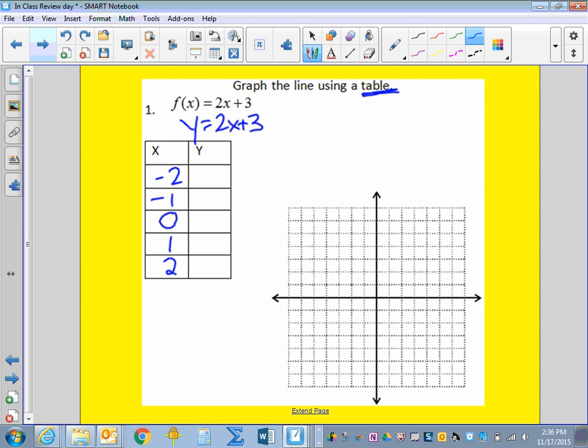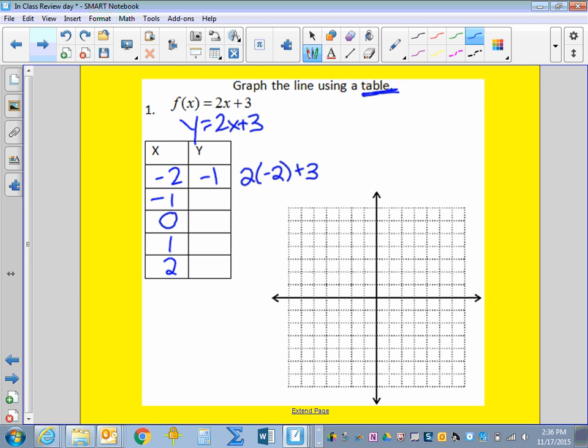Alright, now I take my x value and put that in for x. So 2 times negative 2 plus 3. I'm confused. So I pick whatever numbers you want. You have to have 0, negatives, and positives. And then for each one, this is x, right? I'm just taking that and putting it in for x. So instead of 2x, 2 times negative. Alright, 2 times negative 2 is negative 4, plus 3 is negative 1. Good.